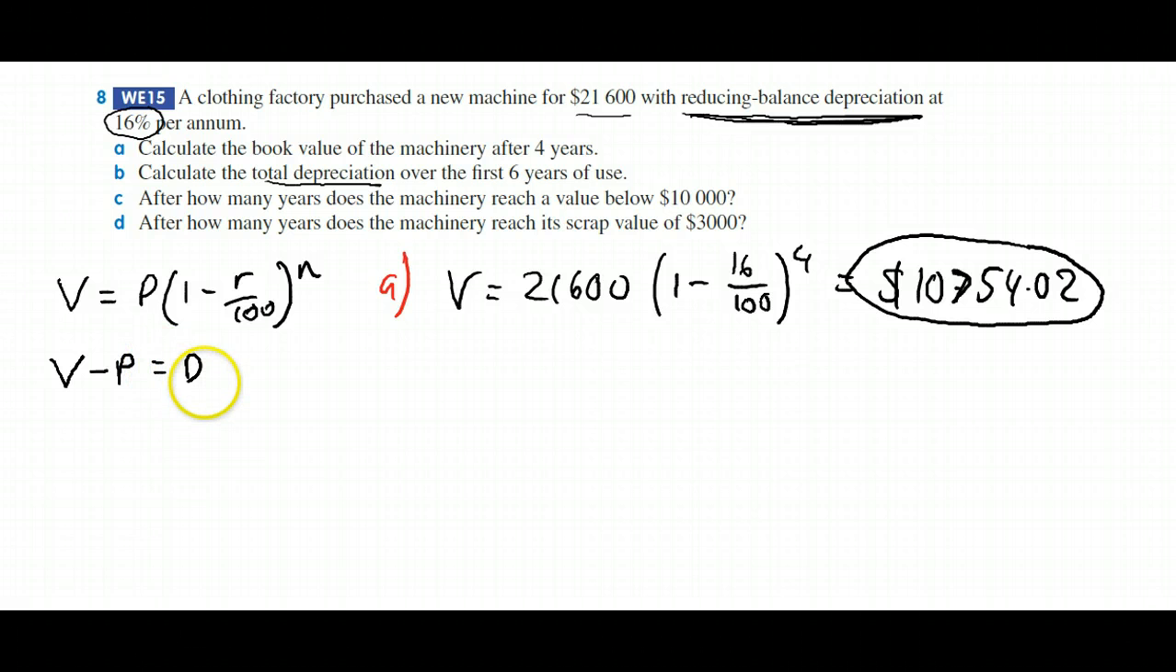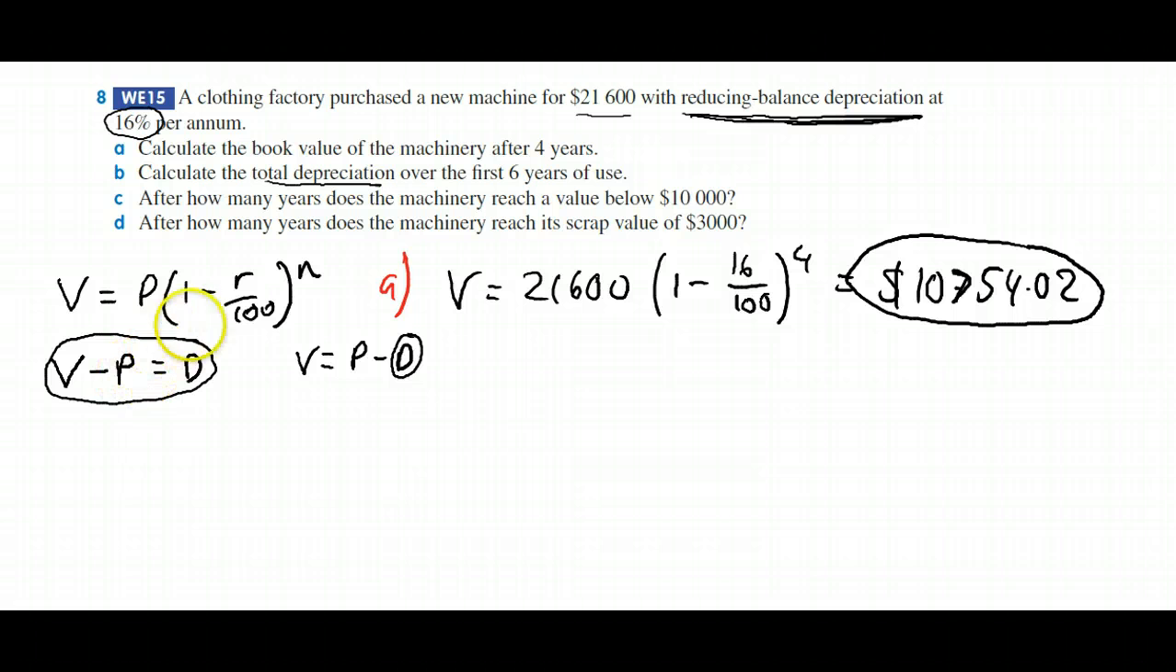Okay, that's just a rearrangement of the equation that you've seen. V equals P minus D. Well, if we rearrange it to focus on D, because that's what we want here, total depreciation, if we rearrange this equation to isolate D, then we end up with this equation. So we need to find the book value and minus the purchase price from that.